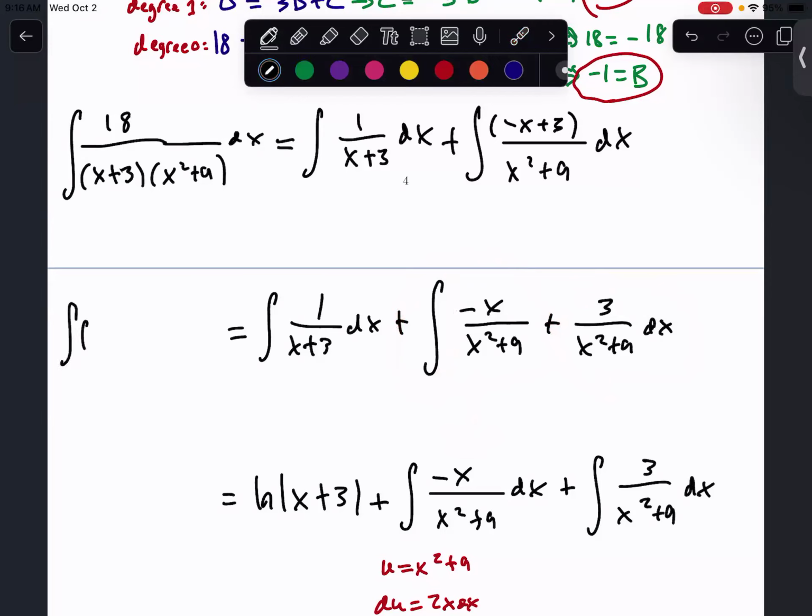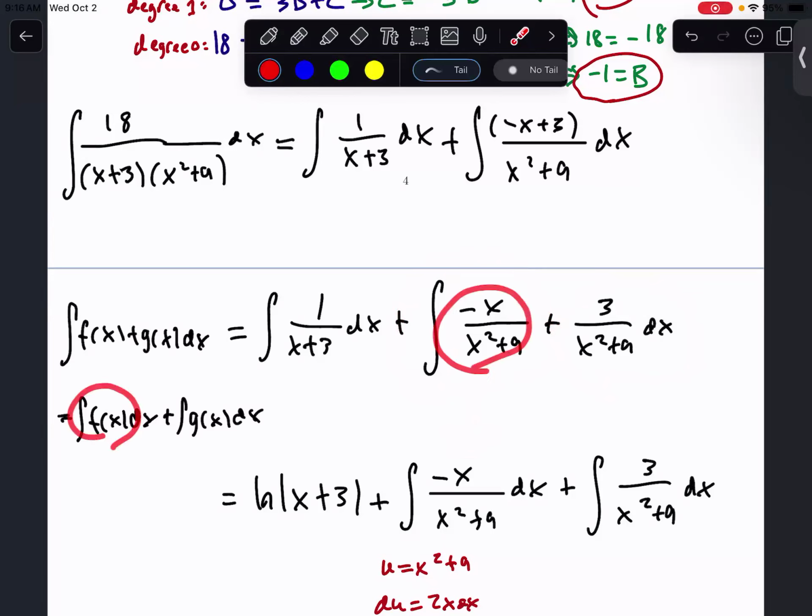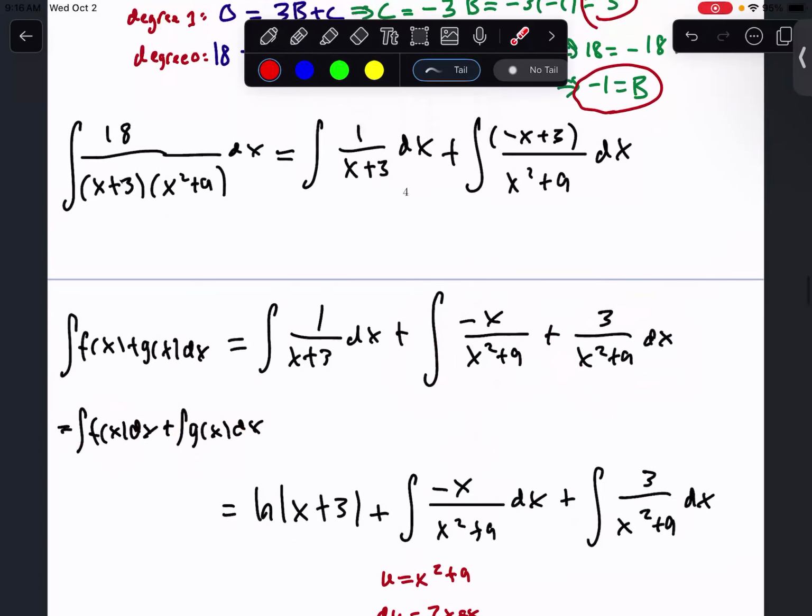If you do the integral of f of x plus g of x dx, it's really the same thing as doing the integral of f of x dx plus the integral of g of x dx, where f of x in this case is this thing, and g of x is this guy. Does that make sense? Yeah, so I skipped this step in writing it. Okay, any other questions about this example?